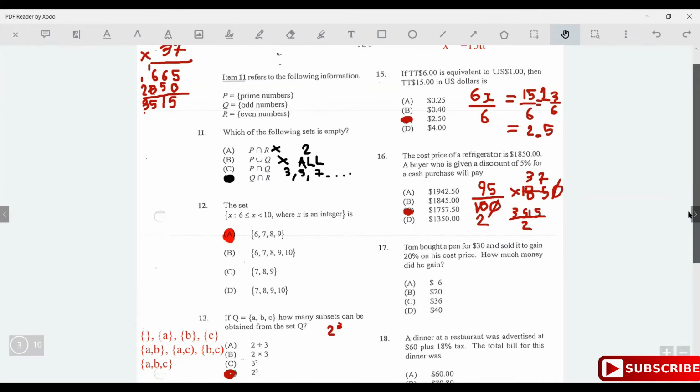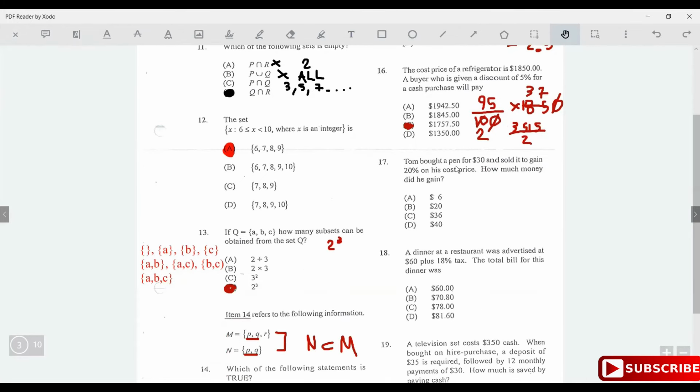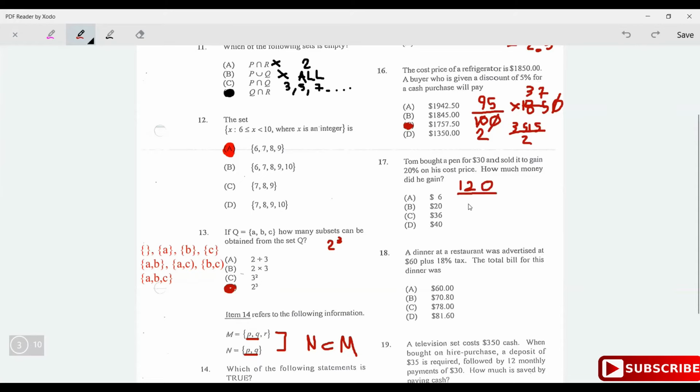Question 17. Tom bought a pen for $30 and sold it to gain 20% on his cost price. How much money did he gain? So if he gained 20% profit, first thing, he sold it for 120% of the original cost price. So 120% times 30 would tell you how much money he sold it for. This 0 cancels this. This 0 cancels this. 12 times 3 is 36. So he sold it for $36.